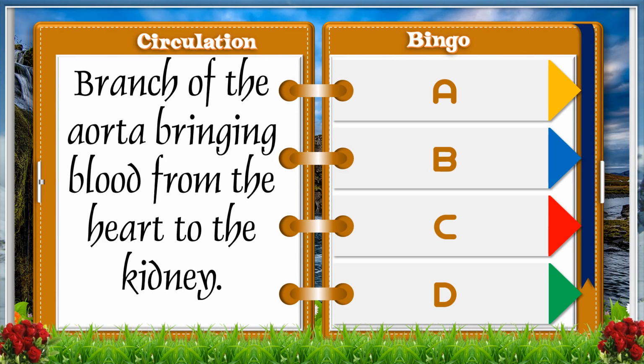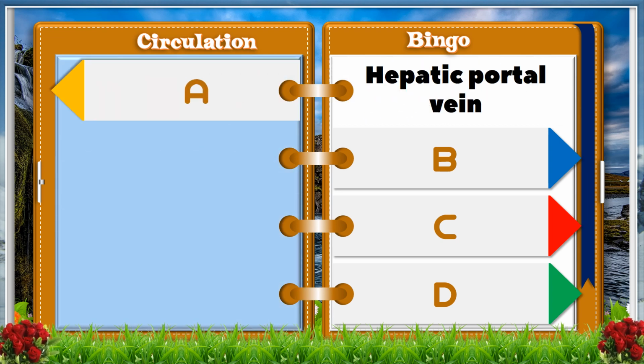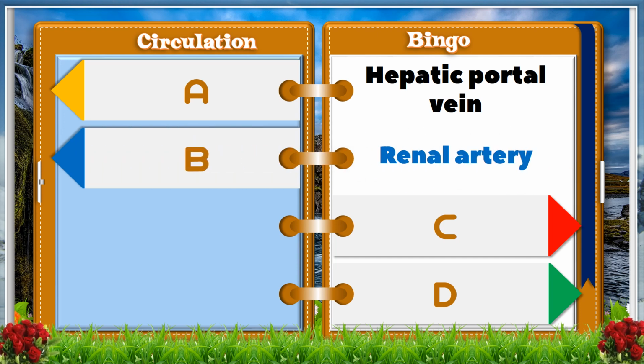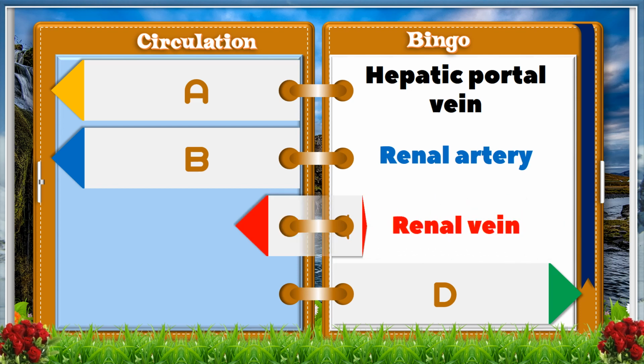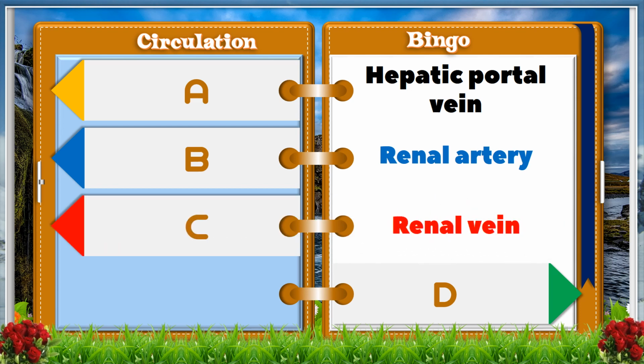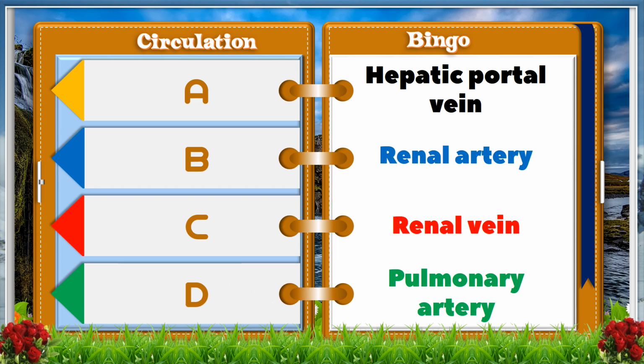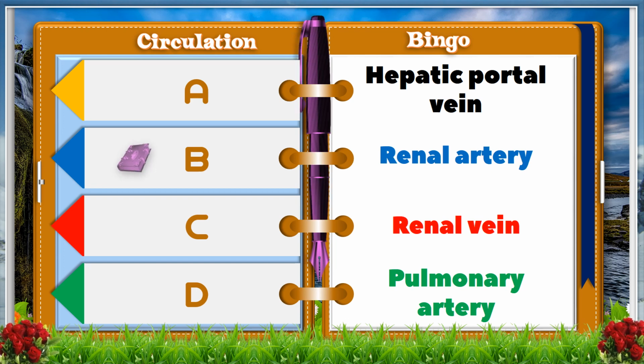Branch of the aorta, bringing blood from the heart to the kidney. A. Hepatic portal vein. B. Renal artery. C. Renal vein. D. Pulmonary artery. And the answer is B. Renal artery.